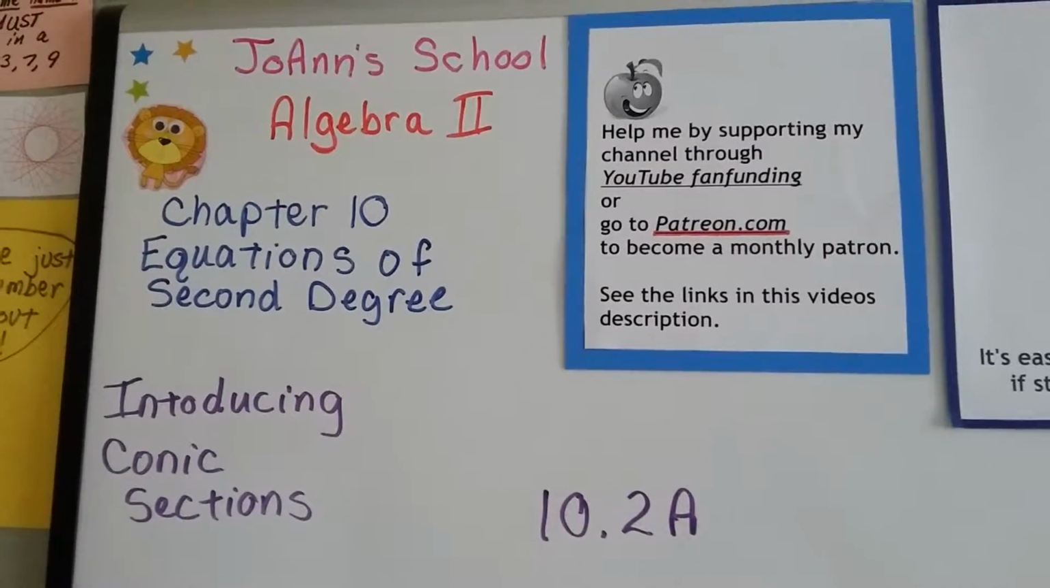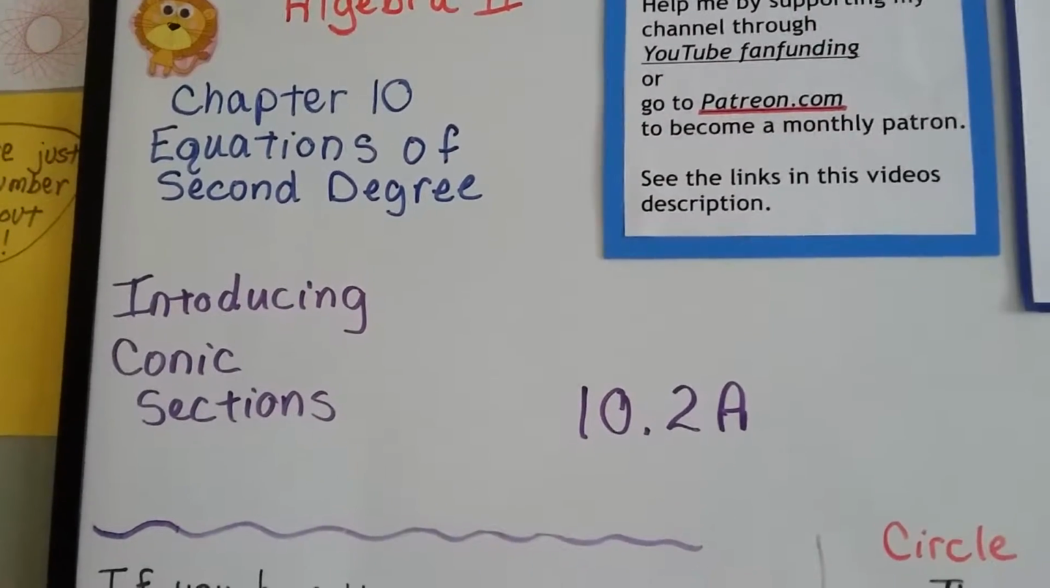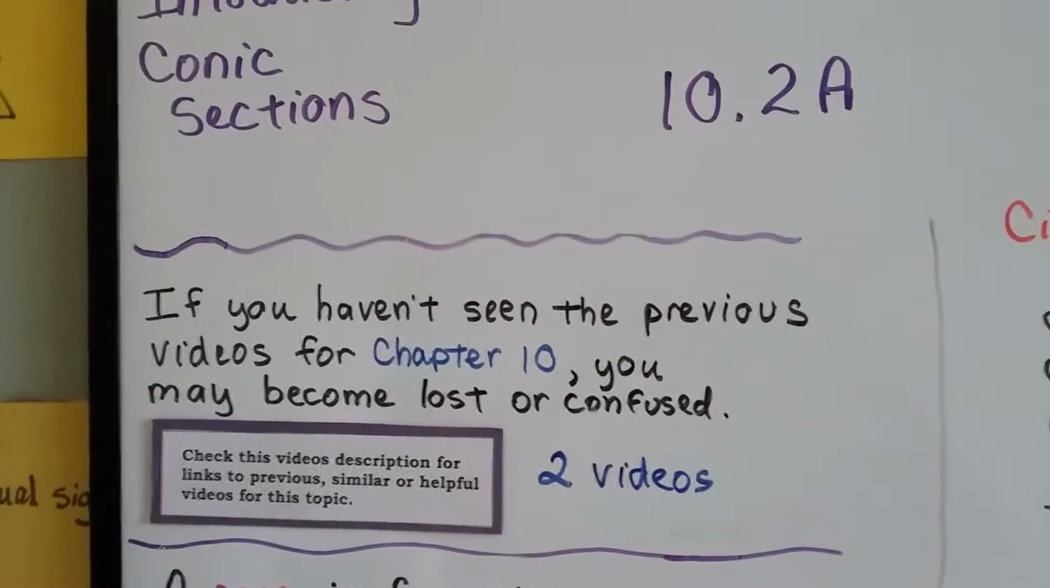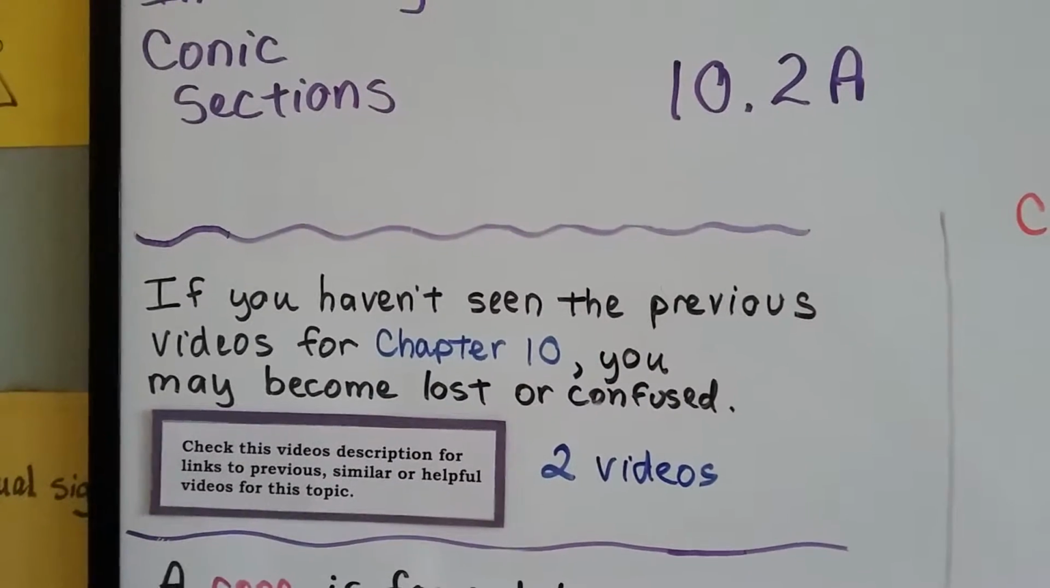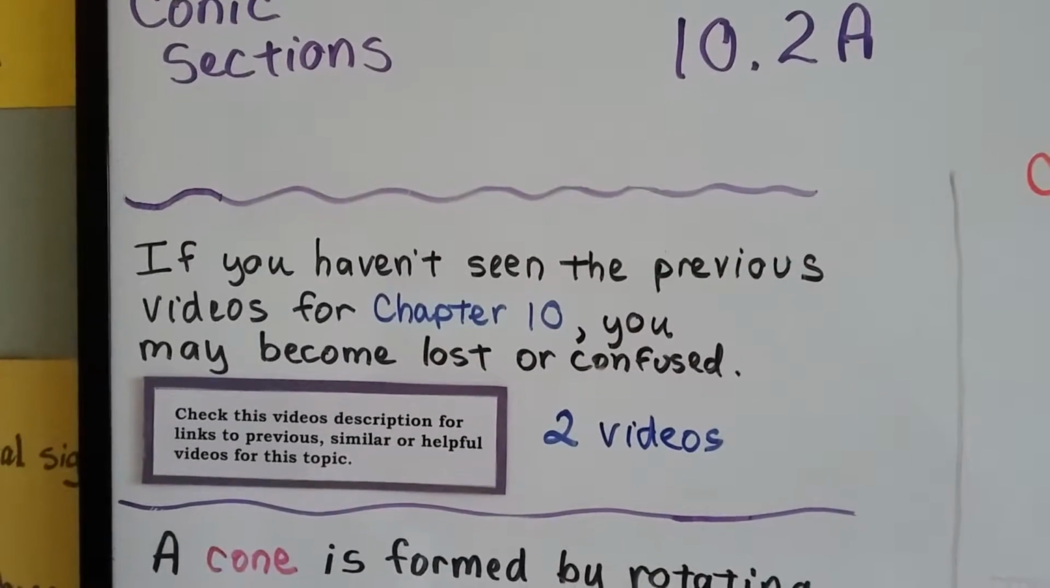We're in Algebra 2 at 10.2a, and Chapter 10, we're going to introduce conic sections. I have two previous videos, one where we talked about the distance formula and the other one where we talked about the midpoint of a line segment. If you haven't seen those or you become lost or confused, just click on this description and you can watch them.